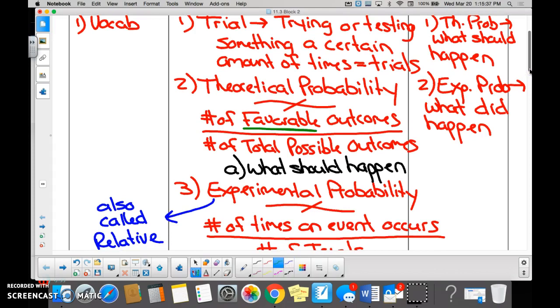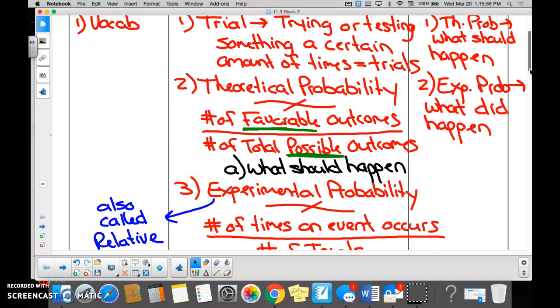Theoretical probability. You guys should know this one because it's the same as probability. It is the number of favorable outcomes over the number of... What does favorable mean? What should happen. Favorable is what you want to happen. What we're looking to have happen.